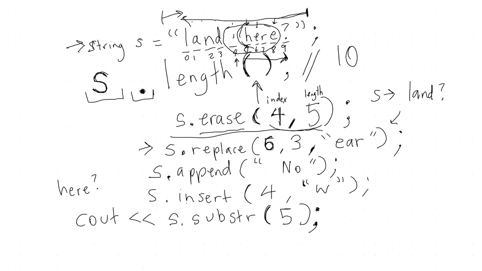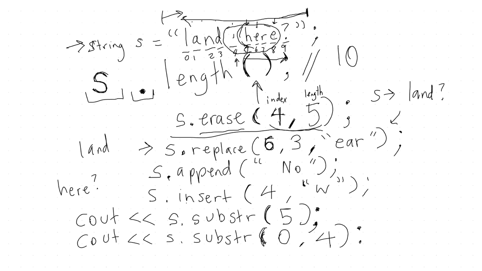Another version of this is you can pass in the index you want to start from, and also the length of the substring that you want. So let's say I just want land. I can start from index 0, and I pass in the length that I want, which is 4. And this should give me land. Okay, so those are the common methods you're going to be using. I'm going to work with a practice problem now that uses string methods.